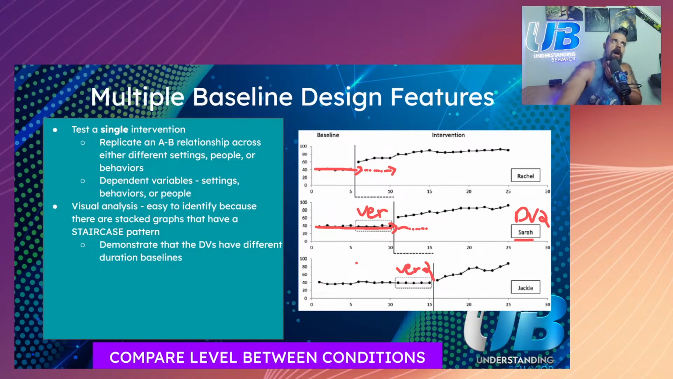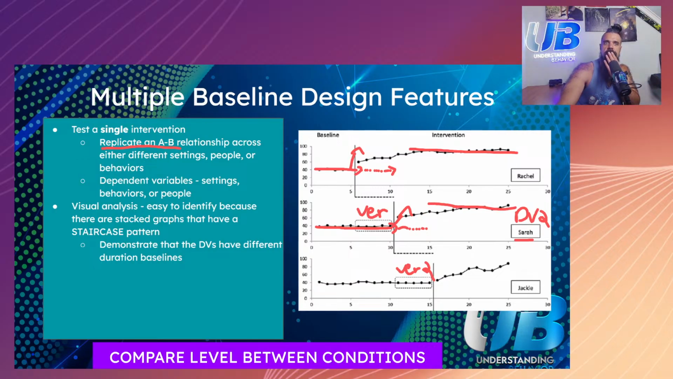So that is our verification. And then for our replication, again, what we're doing in this design is replicating an A-B relationship. So we're implementing our intervention with each dependent variable, and then we want to compare the level of the baseline and intervention conditions to each other. So we did that with all of our different dependent variables.